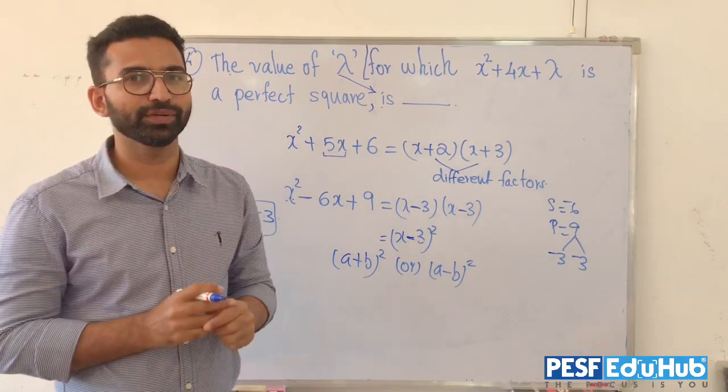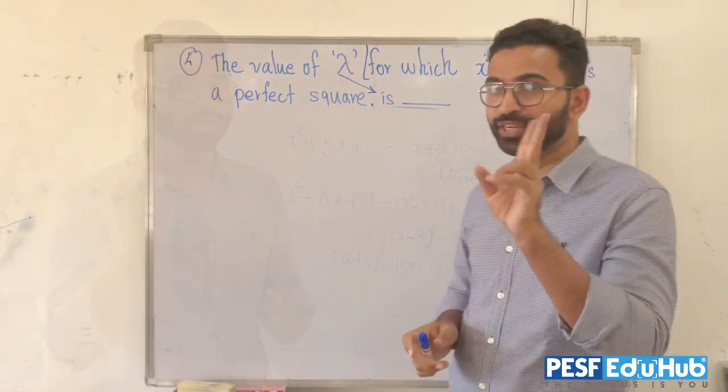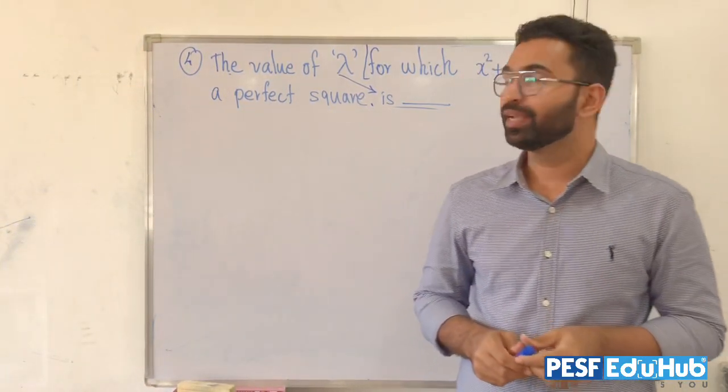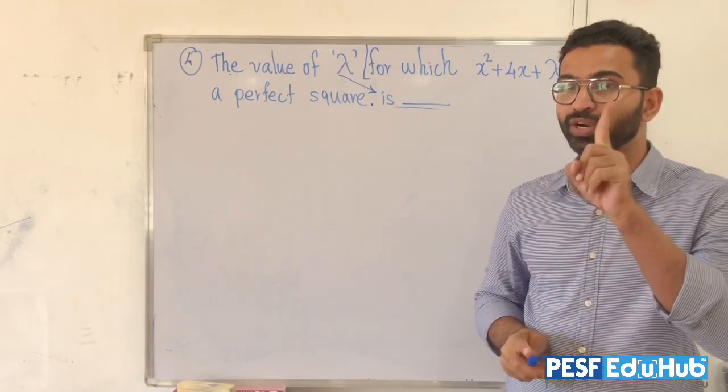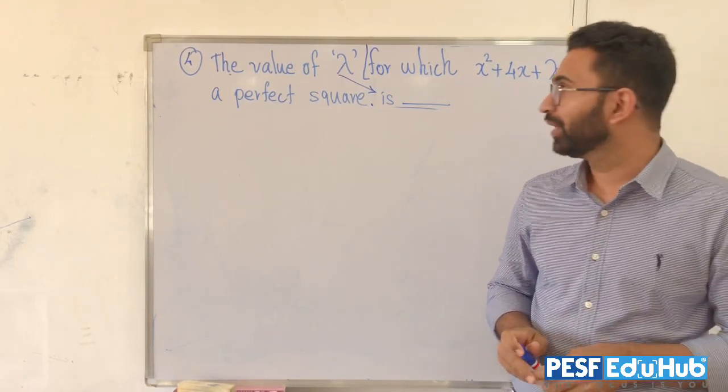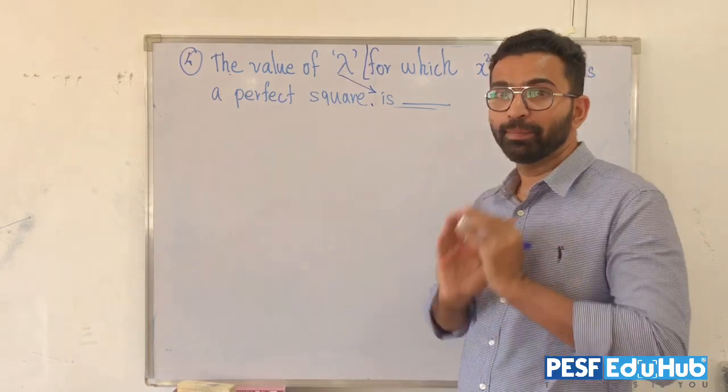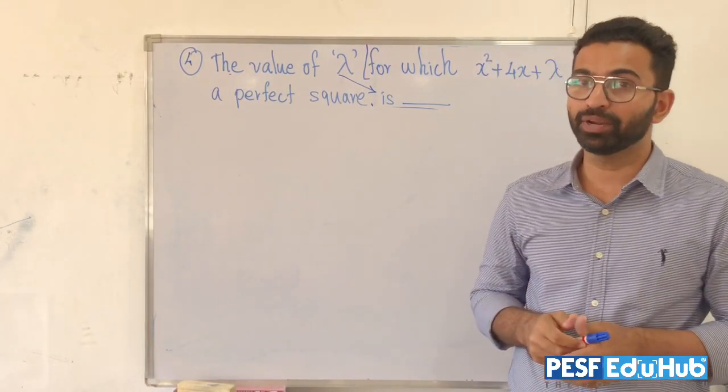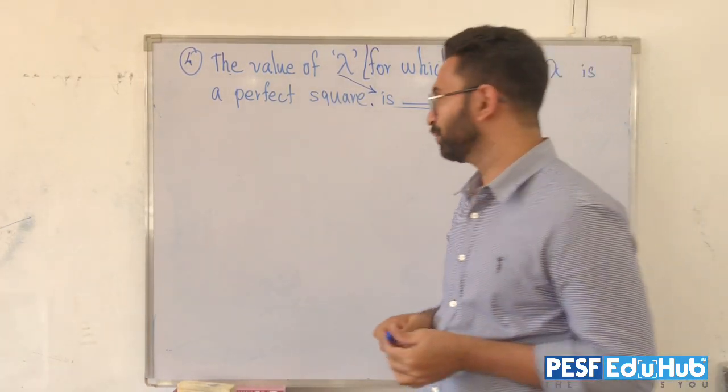This is the meaning, my dear friends, keep in mind. And you have to write down 2 points. The very first point is that a perfect square polynomial will have only one zero, and the second point, a perfect square polynomial can be expressed either in the form a plus b whole square or a minus b whole square.